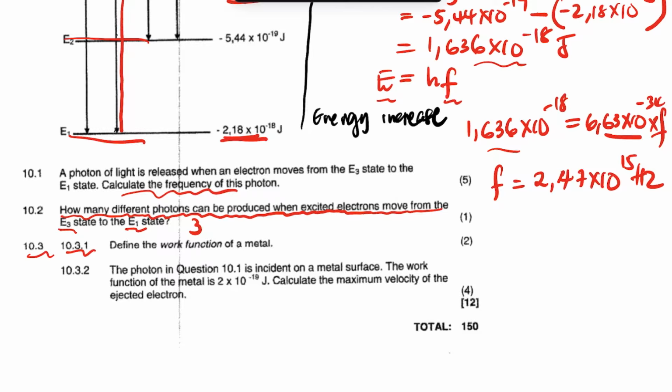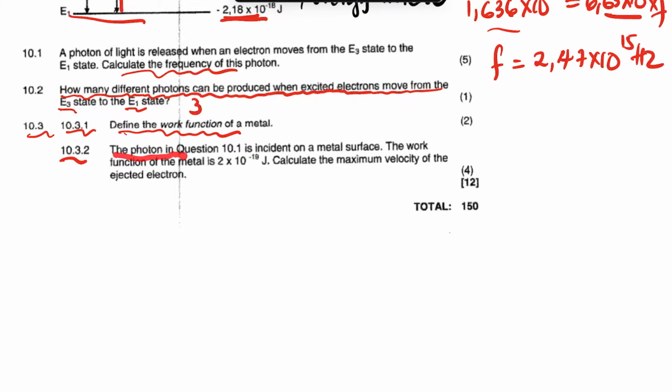And 10.3.1 says define the work function of a metal. The work function of a metal is the minimum energy required by the metal to emit electrons from the surface of the metal. Guys, that is the exam guideline when it comes to that.